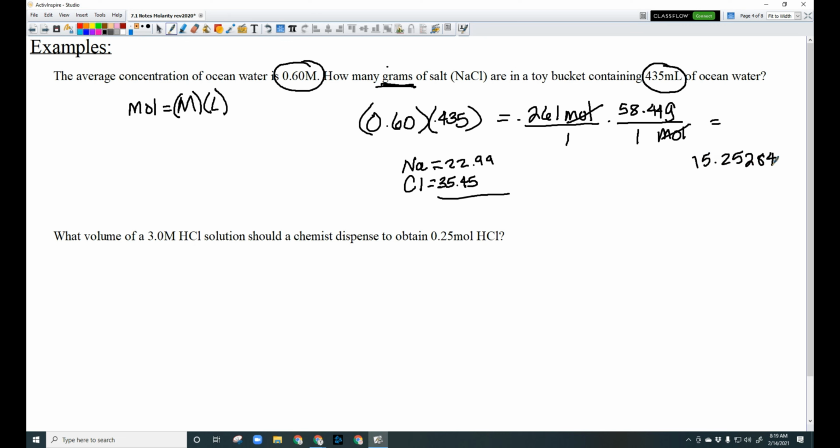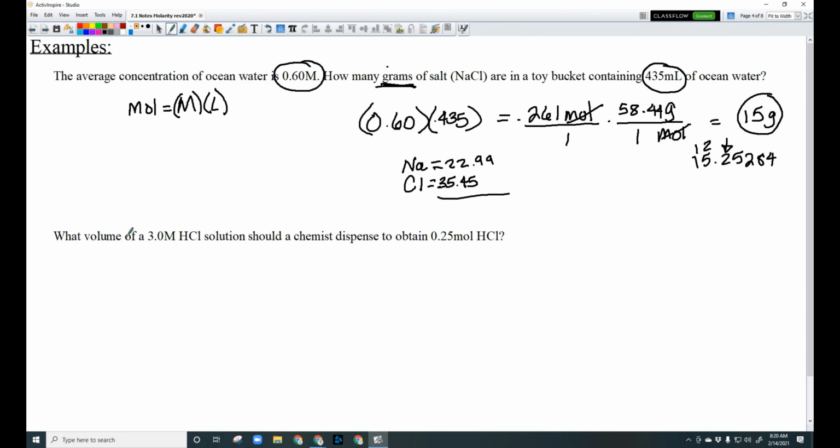15.25284. All right, counting sig figs, we have 2 sig figs here, 3 here. So we're going to go for 2, our least amount. So here's 1, 2. So we look at the next one for rounding. 2 does not round that. So it's 15 grams of salt.